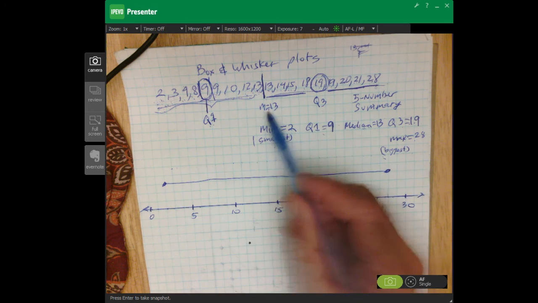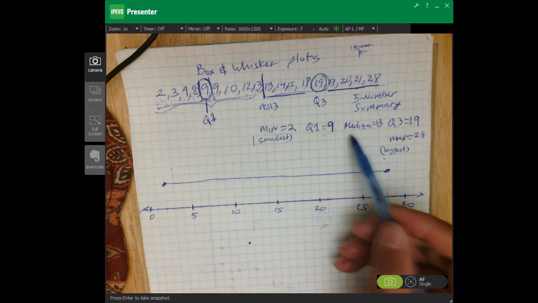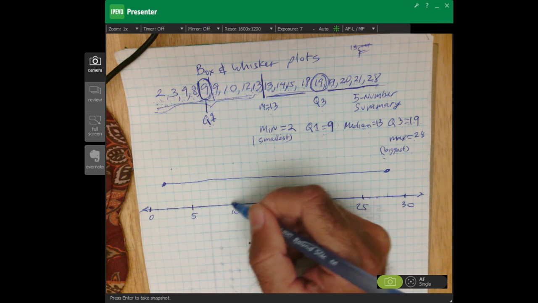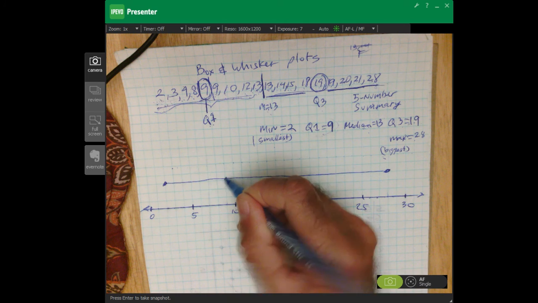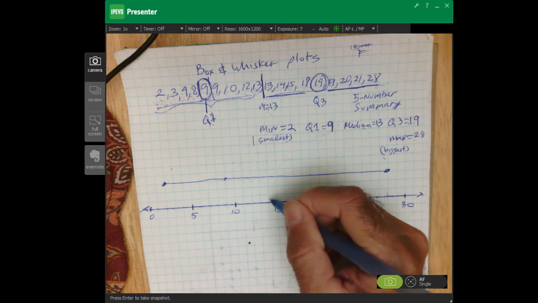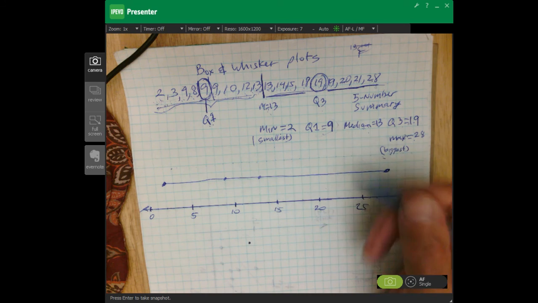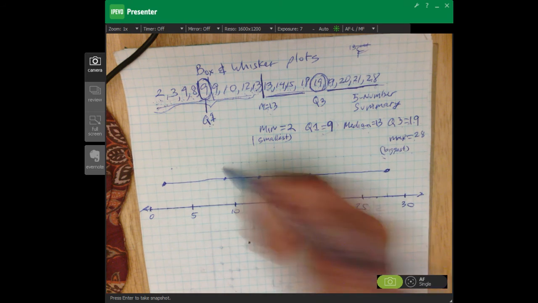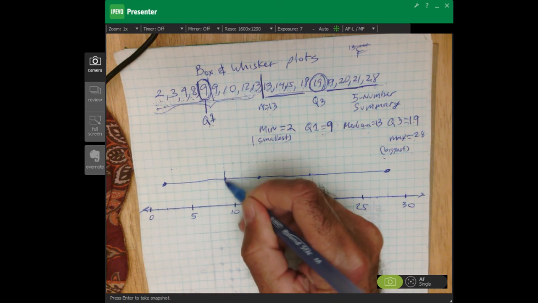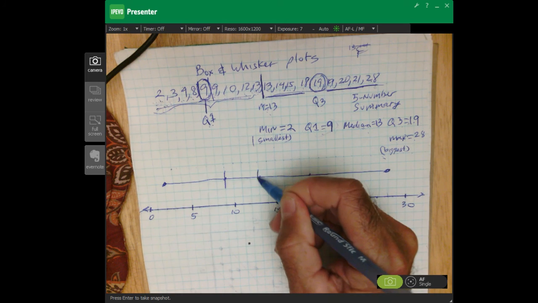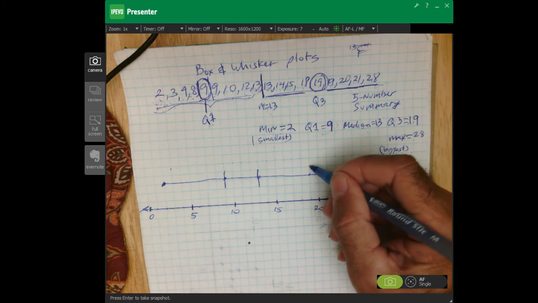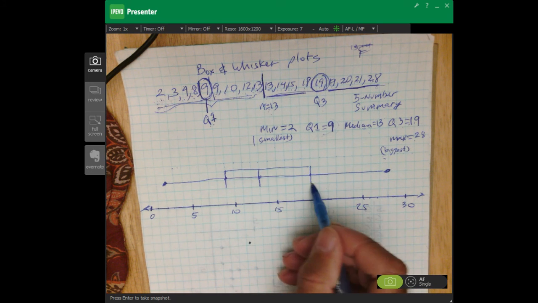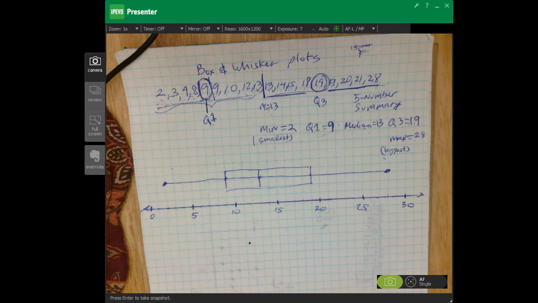Now for each of these other values, Q1, the median, Q3, we're going to use those as dividing lines. So I'm going to make a little point at the 9, one at the 13, and one at 19, which is right here. And for each one of these, I'm going to make a short vertical line. I'm going to try to make it the same length all the way across, and then I connect the dots.